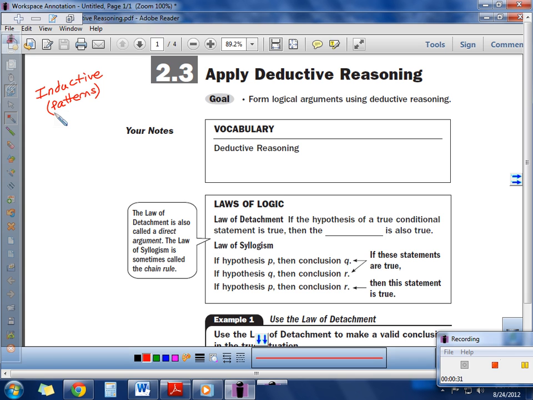What is deductive reasoning? Deductive reasoning uses not patterns, but facts, definitions, and properties. Facts, definitions, and properties.